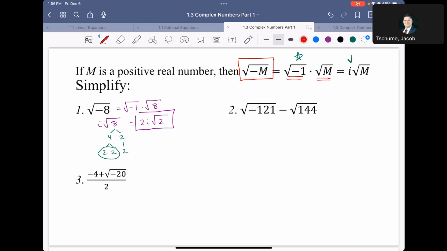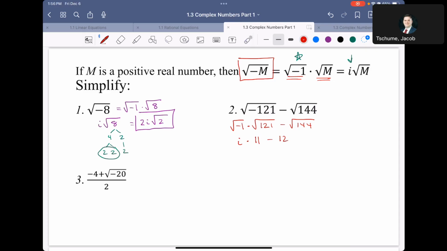Well, with the first one, since it's a negative number, I can write that as the square root of negative 1 times the square root of 121. And since the second one is not negative, we'll just leave it alone as it is. Going from left to right, the square root of negative 1 I know is i. The square root of 121 is actually a very nice number. It is 11. And then minus the square root of 144 is just 12.